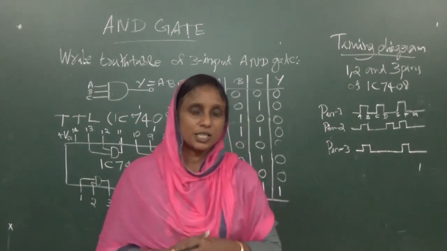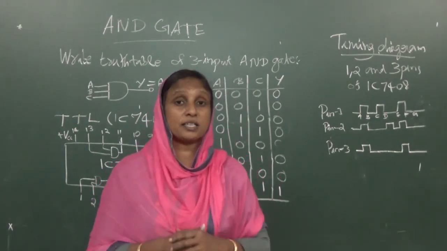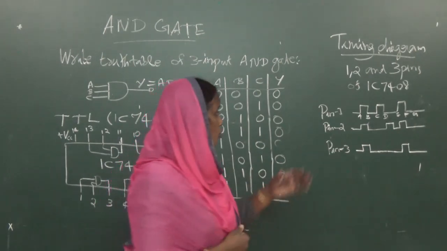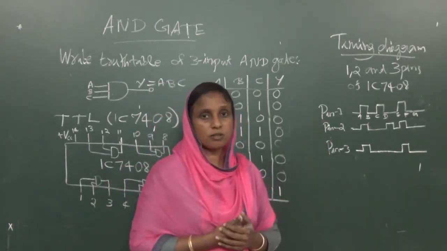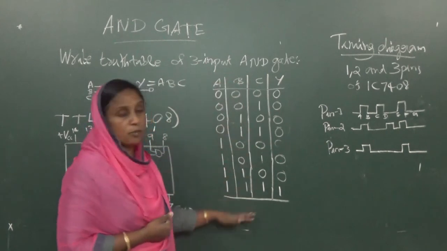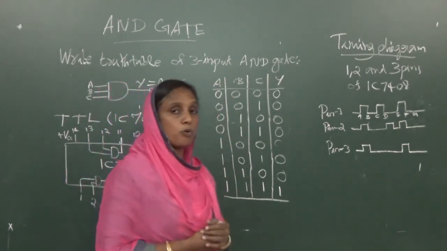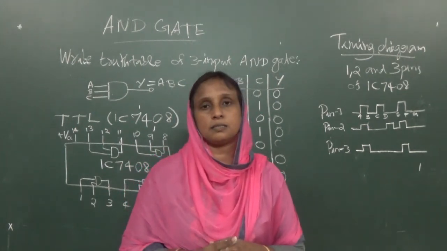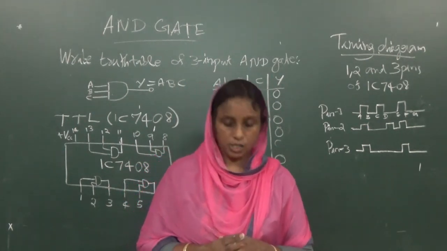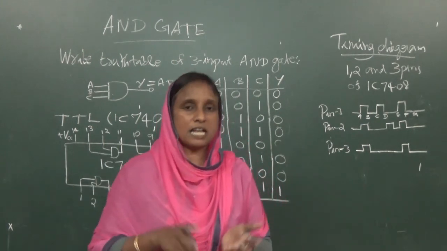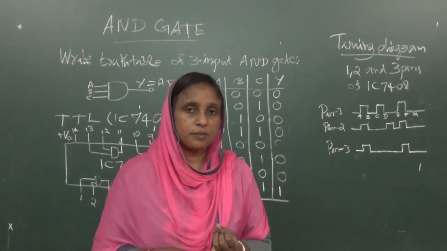So try to understand this AND gate and its functioning, how this pin diagram is drawn, and how to write the truth table including the inputs. This truth table corresponds to the 3 input AND gate. So I think I can wind up now. In this lecture we learned about the AND gate.